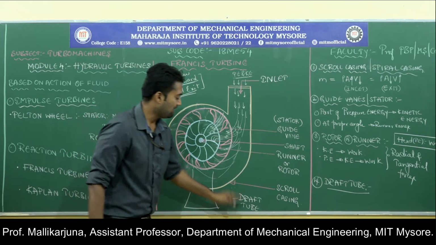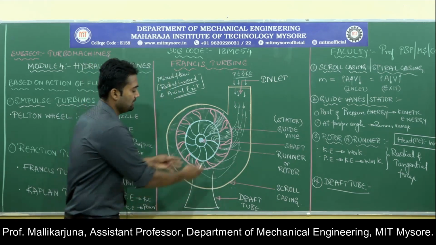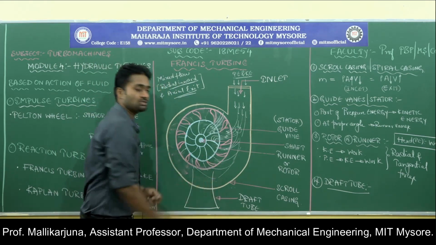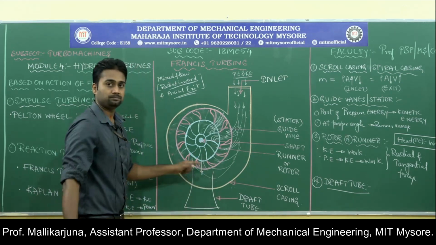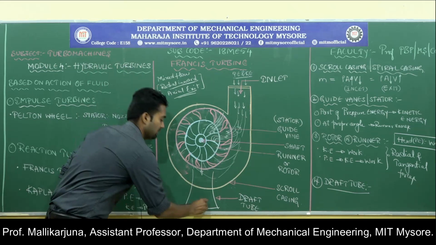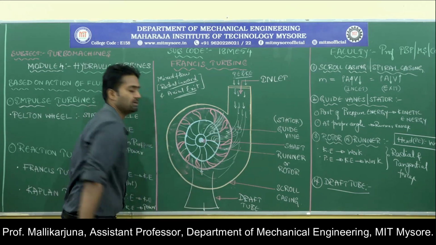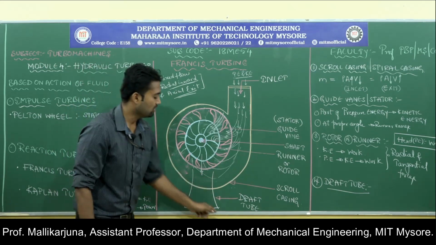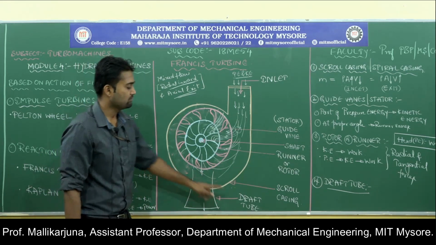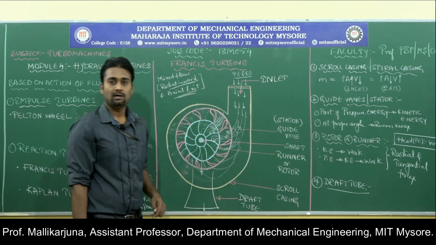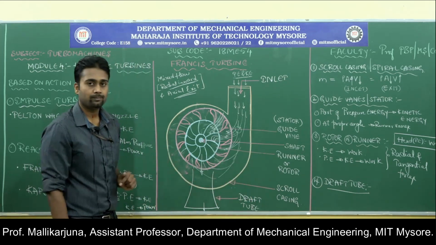If you look at the draft tube, it gradually increases in cross sectional area. So here water is entering in an axial fashion into the draft tube, and this is the exit of the draft tube. The draft tube has a portion of gradually increasing cross sectional area. There is a purpose for that. We have a purpose for the draft tube portion.